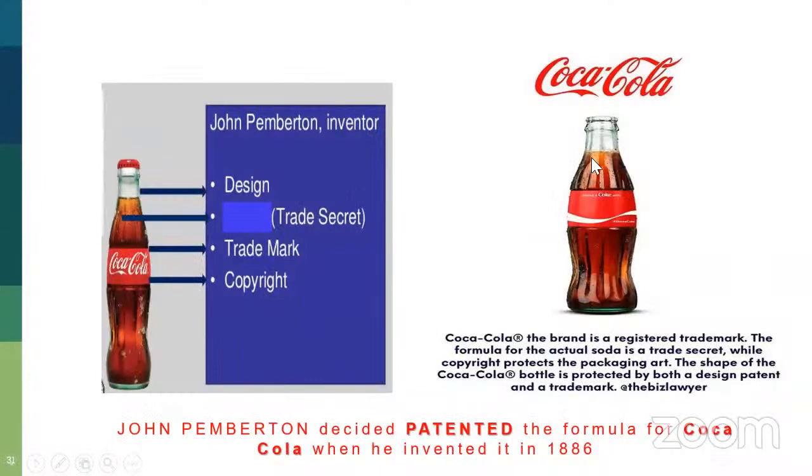And this is all in one, where the bottle is a design patent, okay? And the cool drink is a trade secret, whereas the chemical formula is there. And trademark is nothing but your brand name. Coca-Cola is a trademark, and the design, the Coca-Cola style, and the artistic work come under the copyright category. So this is all in one to understand IPRs.